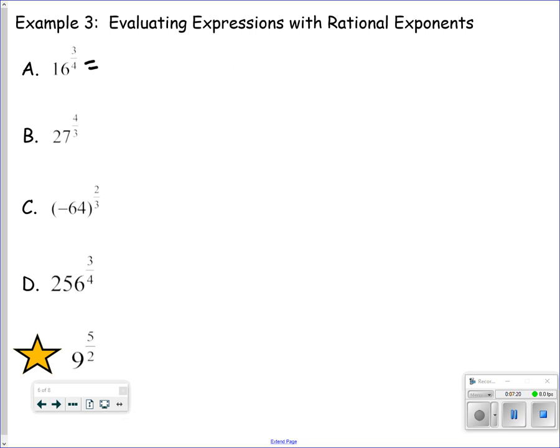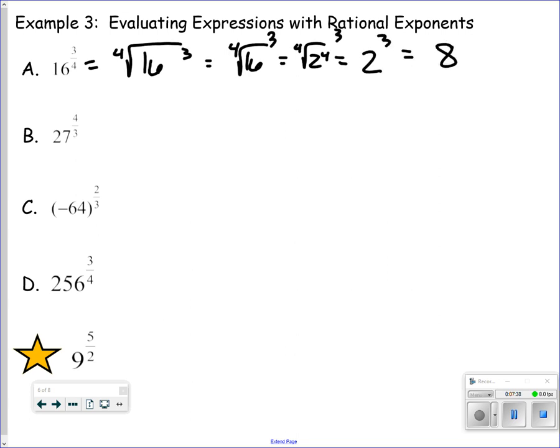Next one. So I want the 4th root of 16 to the 3rd power. Now, let's just talk about the 4th root of 16. So the 4th root of 16 is the 4th root of 2 to the 4th, which is just 2. And then that to the 3rd power is 8. So 2 times 2 times 2. So again, I'm doing the root first and then doing the exponent.